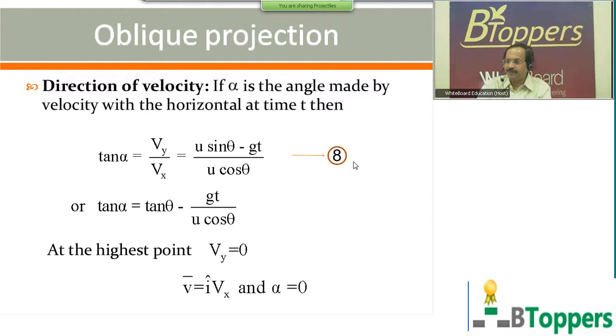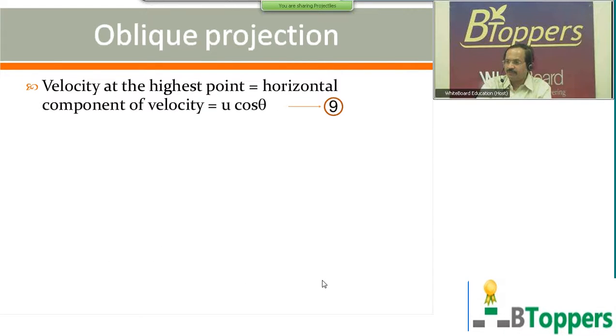At the highest point, Vy equal to 0. In the equation V bar equal to i cap into Vx plus j cap into Vy, if you substitute Vy equal to 0, you get V bar equal to i cap into Vx. And if you substitute Vy equal to 0 in the equation for tan alpha, you get tan alpha equal to 0, or alpha equal to 0. That means velocity at the highest point is the same as the horizontal component of velocity. This is an important conclusion: velocity of the projectile at the highest point is equal to the horizontal component of velocity, that is, u cos theta.